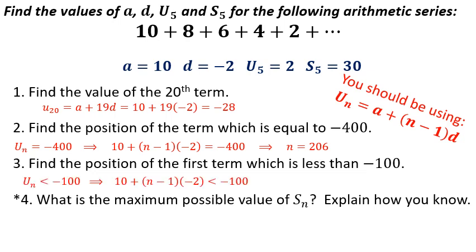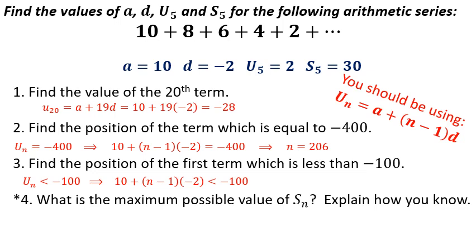Find the position of the first term which is less than -100. Got to be a little careful with this one. Because it's an inequality, it's normally a good idea to set it up as an inequality. un is the term that we're interested in, and we know that it has to be below -100. So again, we don't know what n is, but we know an inequality statement about un. So we can enter that information in.